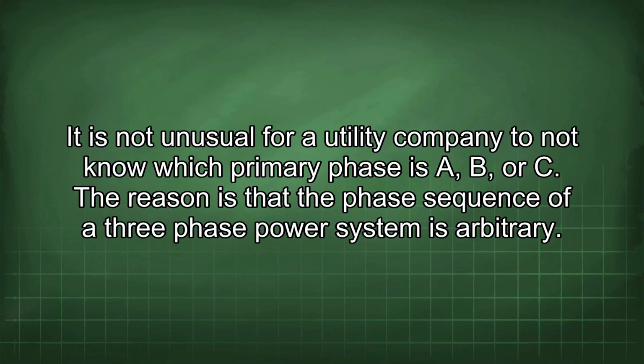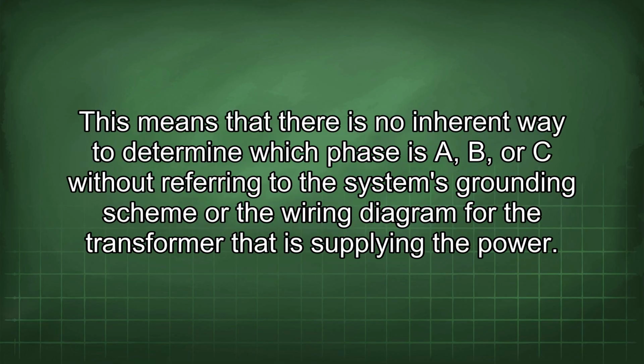It is not unusual for a utility company to not know which primary phase is A, B, or C. The reason is that the phase sequence of a three-phase power system is arbitrary. This means that there is no inherent way to determine which phase is A, B, or C without referring to the system's grounding scheme or the wiring diagram for the transformer that is supplying the power.